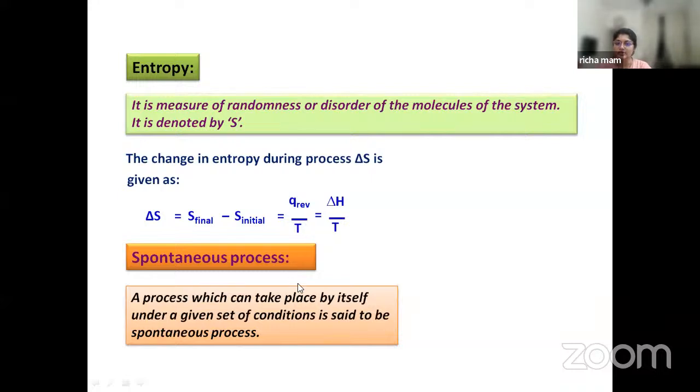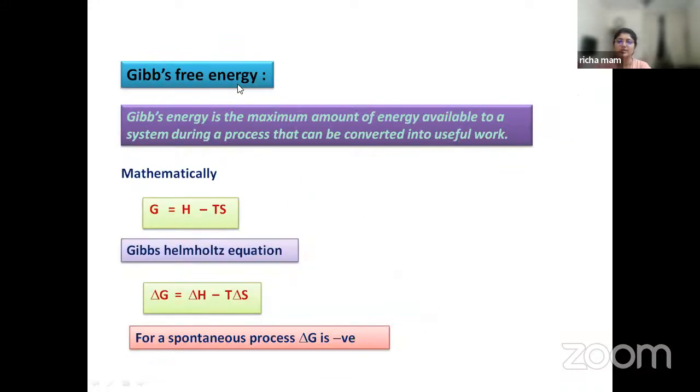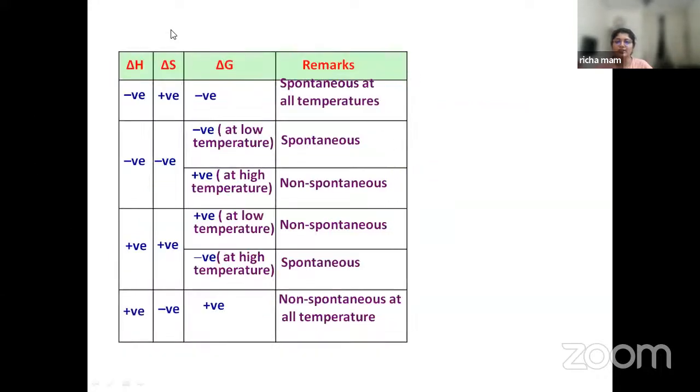What is a spontaneous process? A process which takes place by itself under a given set of conditions is called a spontaneous process. What is Gibbs free energy? That also we have seen. It is the maximum amount of energy available for a system during a process that can be converted into useful work. It is given as G equals H minus TS. So the Gibbs-Helmholtz equation is delta G equals delta H minus T delta S, and for a spontaneous process, delta G is always negative. These are some of the points which you need to remember.